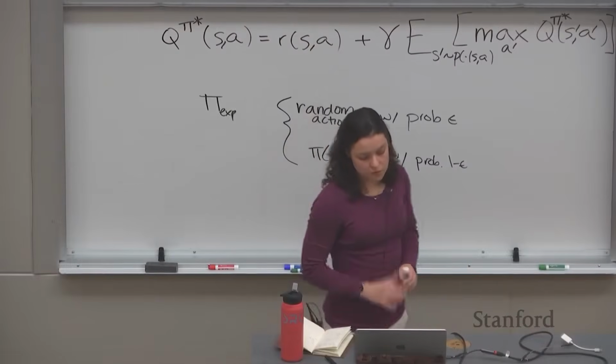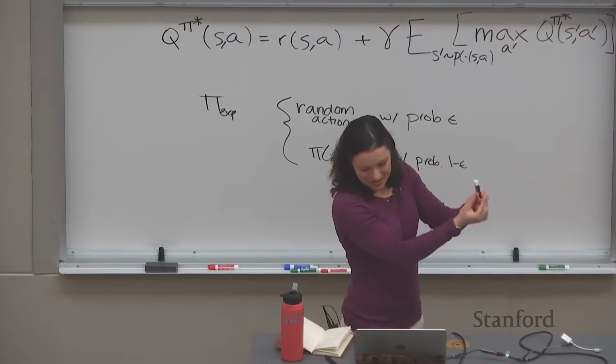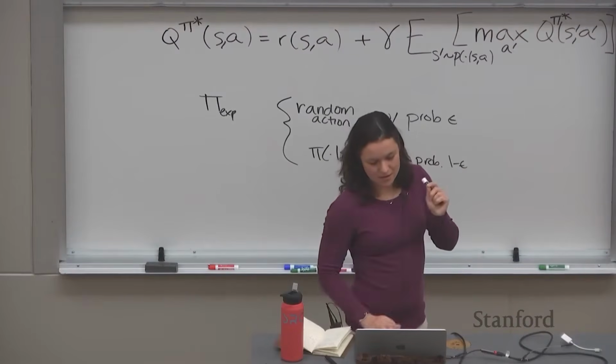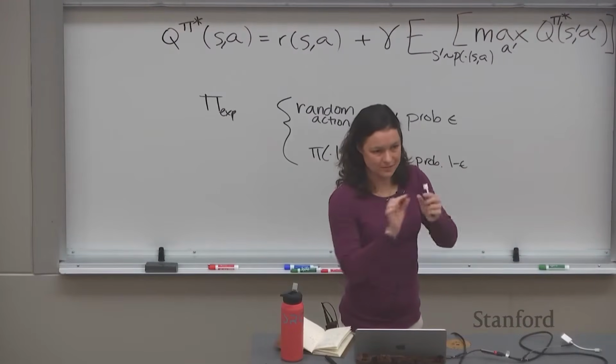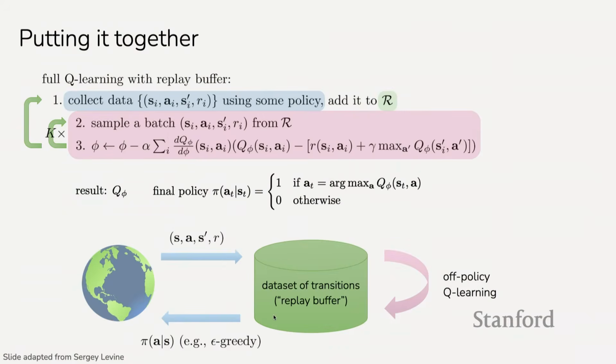Oh, so if the size of the replay buffer is 1, one data point, then that would be on policy. So if it's tiny, then that's fully on policy. In practice, this replay buffer is a lot larger.